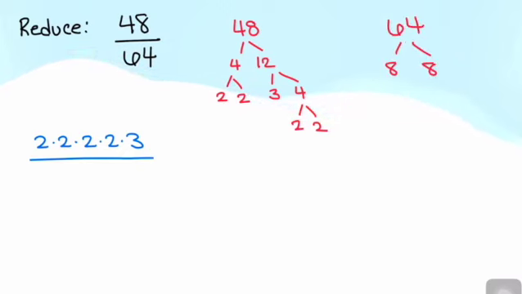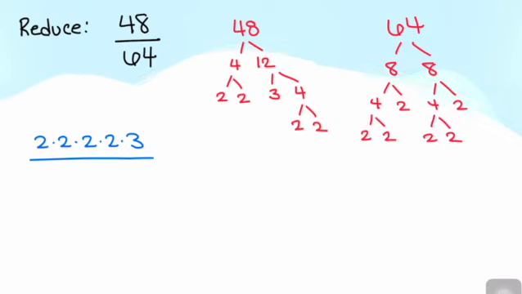64 is 8 times 8. Each of those 8s would be 4 times 2. And then we can break down those 4s into 2 times 2. So the numerator, the 48, is 2 times 2 times 2 times 2 times 3. And that's what I have written down over here in blue. The numerator, 4 2s and a 3. 64 is 2 times 2 times 2 times 2 times 2 times 2. That's a total of 6 2s being multiplied together.